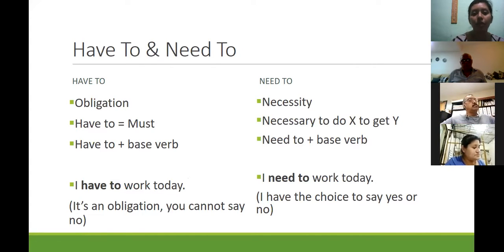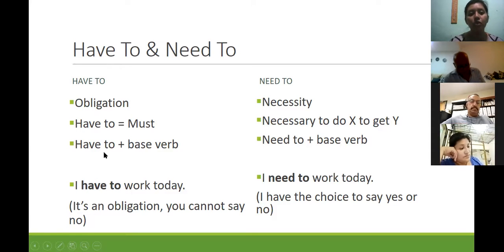You can see that when I use have to, I'm talking about an obligation, okay? Have to equals to must. And I'm going to use have to plus a verb in its base form, okay? You can see that I have here an example that says, I have to work today. Tengo que trabajar ahora. It's an obligation. You cannot say no, okay? El have to es no, lo cual viene a ser similar, sorry, al must.